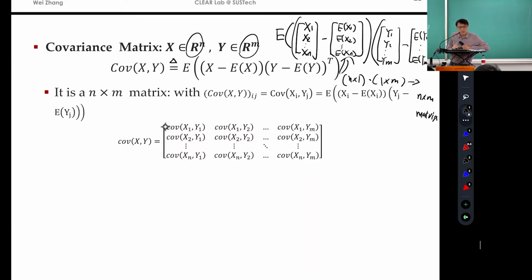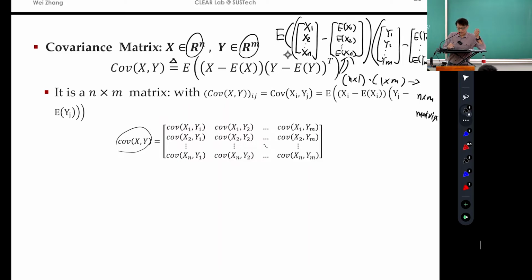The first one is the scalar covariance between x1 and y1. The second one is x1 with y2. If I ask you to prove this covariance, I can write it like this. I want to prove this. How do you prove it? By definition. Yes, exactly, right? By definition.